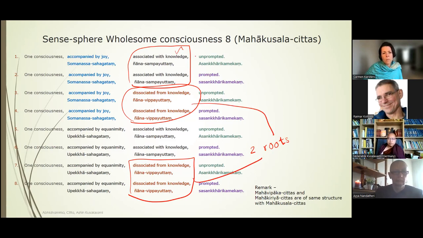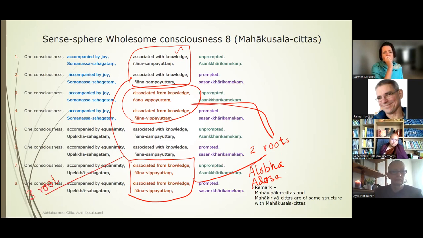And this is alobha, generosity, and adosa, non-hatred. In these resultant mahavipaka cittas, there are two roots. And for these four, associated with knowledge, there are three roots: together with these two, plus amoha, knowledge or wisdom, or there are different kinds of translation. Because these eight resultant consciousness have roots, they are very strong.